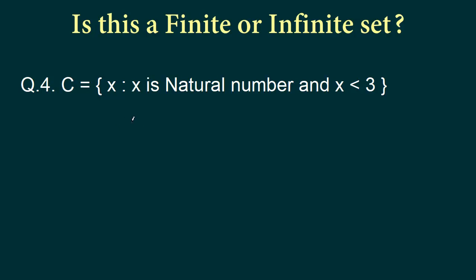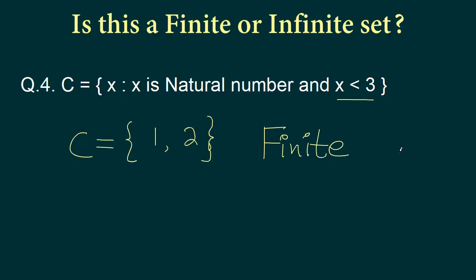So now if we write natural numbers, they are number 1, number 2, number 3, and so on and so forth, but x is less than 3. So 3 we cannot write. So our set C, I should say, has these two elements, and hence this is actually a finite set.